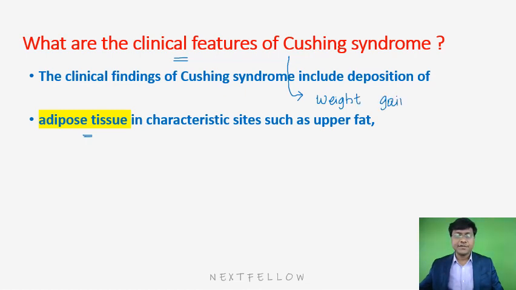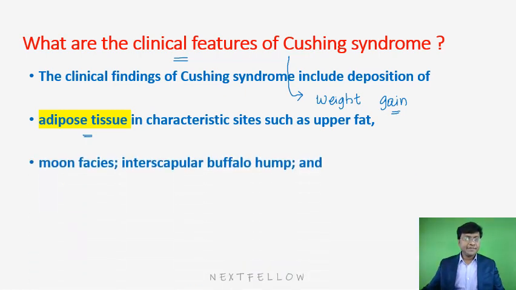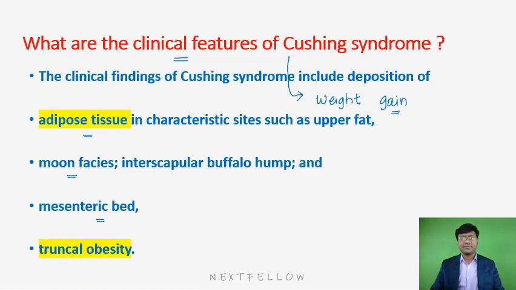Right, the earliest feature of Cushing syndrome is weight gain. Then the other features include the moon facies, interscapular buffalo hump, then mesenteric bed of fat, that will result in abdominal obesity, and that is nothing but your truncal obesity. So these are the earliest changes that will appear in patients with Cushing syndrome.